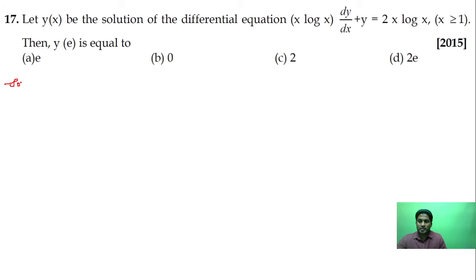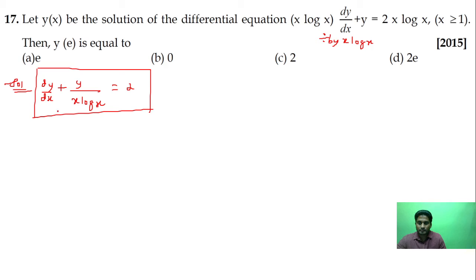Okay, so here I am going to divide by linear differential equation. I am going to divide by x log x. So this becomes dy by dx plus y upon x log x is equal to, that x log x will cancel, you will get 2. Now this is of the form dy by dx plus py is equal to q. Now p is equal to 1 upon x log x, and q is equal to 2.